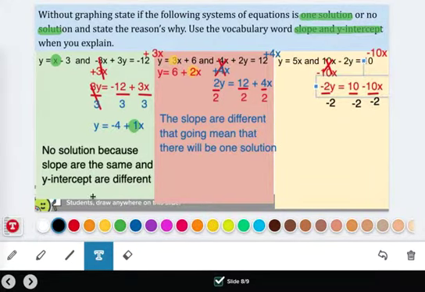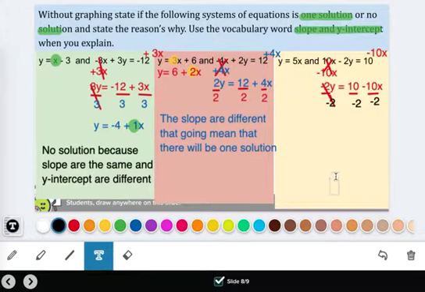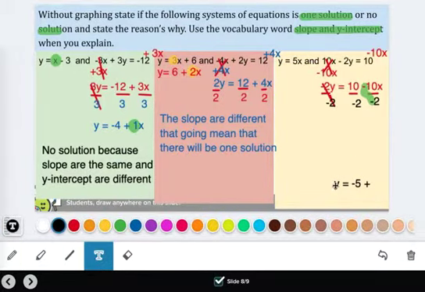So divide by a negative 2 here to get a 1 upon y, or just y. We get y equals negative 5. 10 divided by negative 2 is negative 5. The other one is a positive because you have 2 negatives right here. It's a positive 5x.